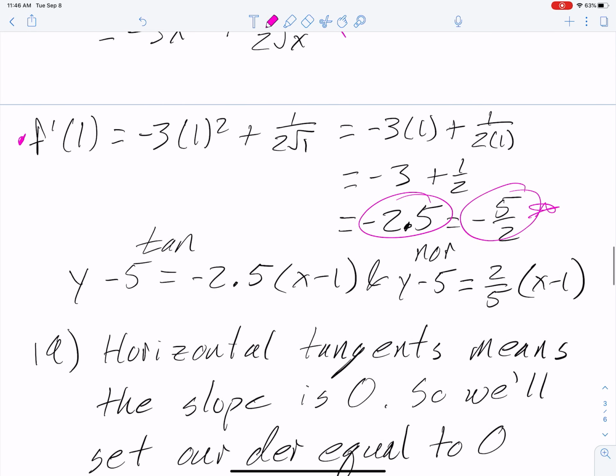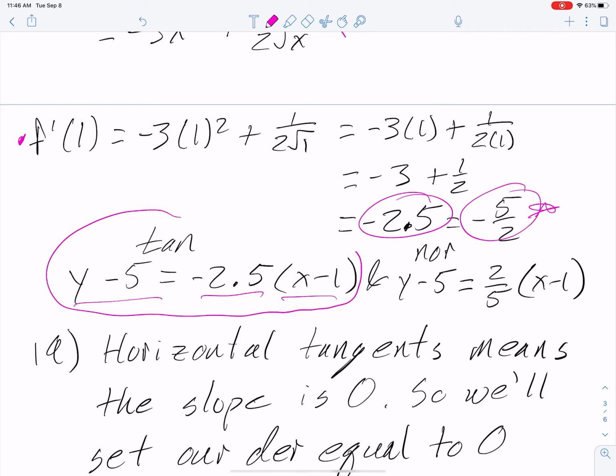And so, for my tangent line, I've got y minus my y coordinate equals my slope times x minus my x coordinate. And then for my normal line, I need the opposite reciprocal of my slope. So notice the y coordinate and the x coordinate haven't changed, but I take the reciprocal of 5/2, 2/5. I take the opposite of a negative number, positive, and I've got my equation for the normal line. Y minus 5 equals 2/5 times x minus 1.